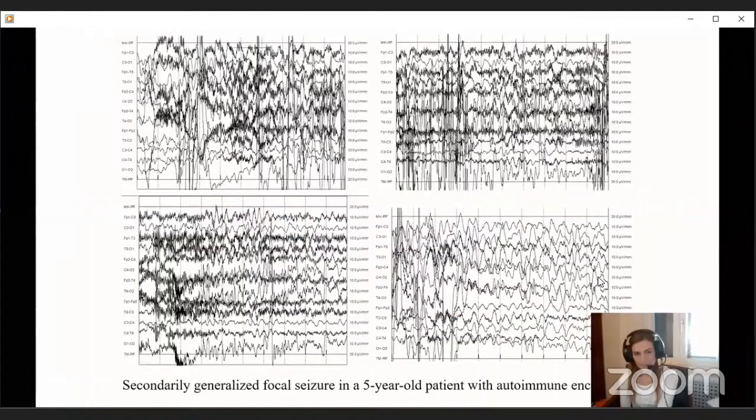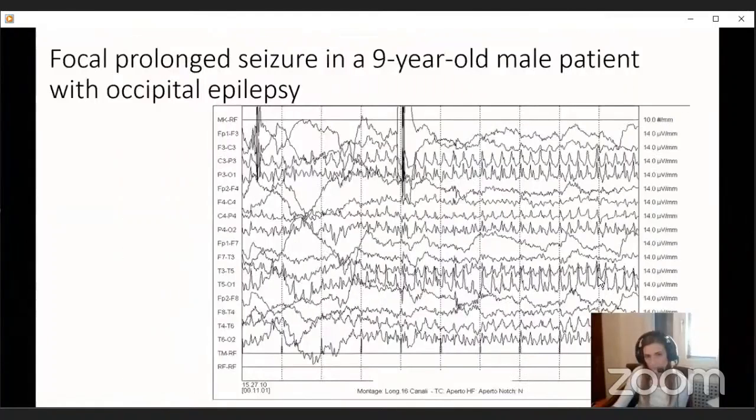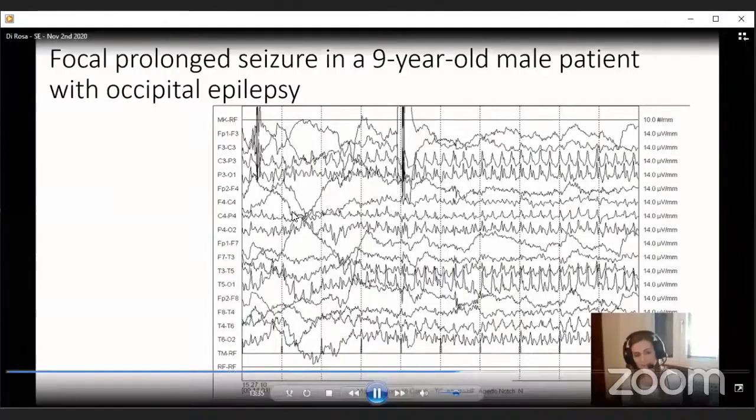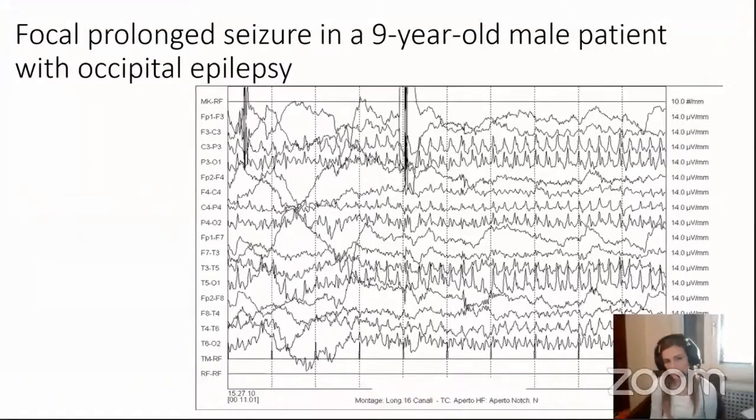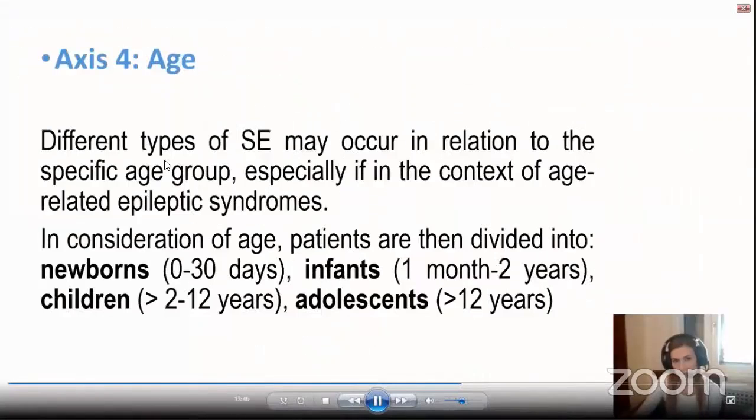And localization can be studied according to axis 3 by EEG assessment. This is, for example, an ictal EEG recording in a 5-year-old patient with autoimmune encephalitis who had a focal motor seizure with a focal onset on the left anterior regions, suddenly generalizing and then terminating with delta monomorphic activity on the same regions. This is a 9-year-old male patient with occipital epilepsy who had prolonged focal seizures without consciousness impairment, and this was an ictal EEG recorded during one of these attacks.